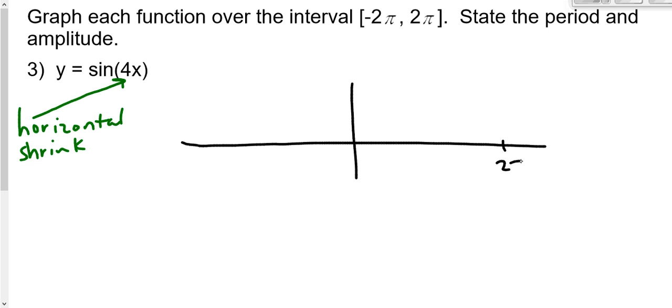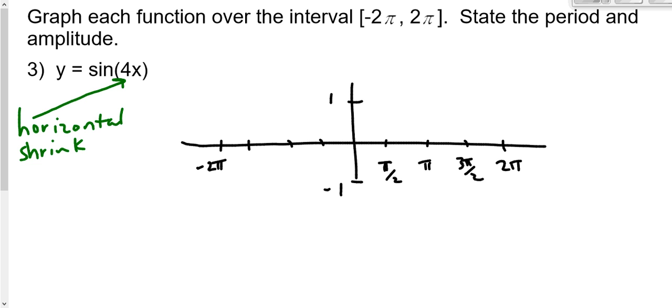So here's 2 pi. Here's negative 2 pi. That means we're going to get 4 times as many curves in the same amount of space that we normally would. So if I break this down into 4 equal chunks, this one is at pi over 2. This is pi. This is 3 pi over 2. We need a height of 1 and a height of -1.